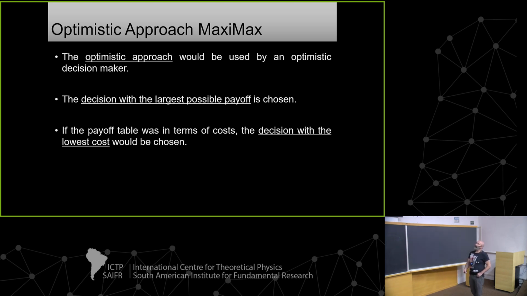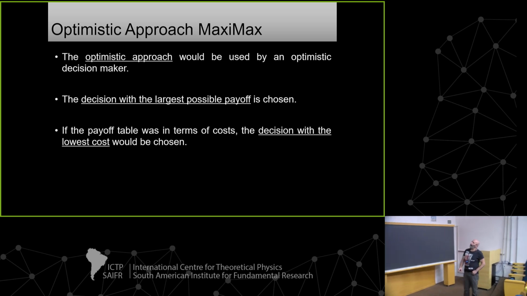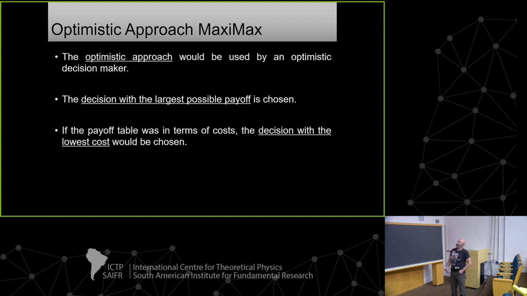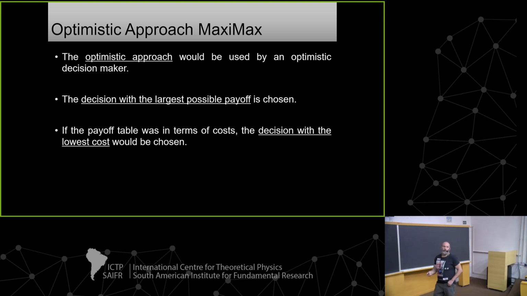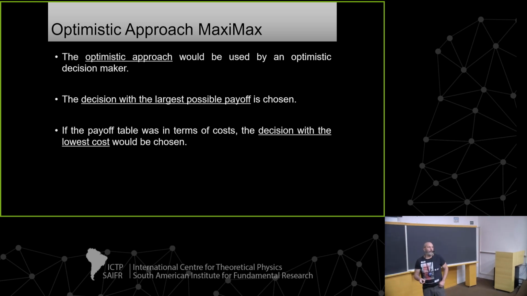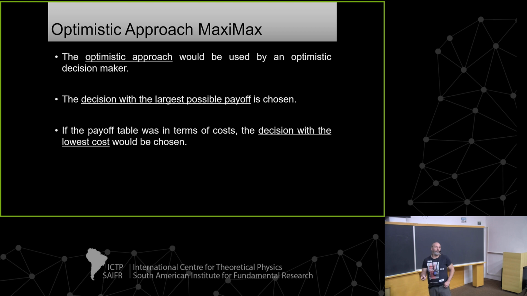The optimistic approach is the following. It will be used by any optimistic decision maker. The decision with the largest possible payoff is chosen. If the payoff, for example, is in terms of cost, the decision with the lowest cost will be chosen. So in the optimistic approach, I always choose the decision with the highest payoff because I am optimistic. Okay.